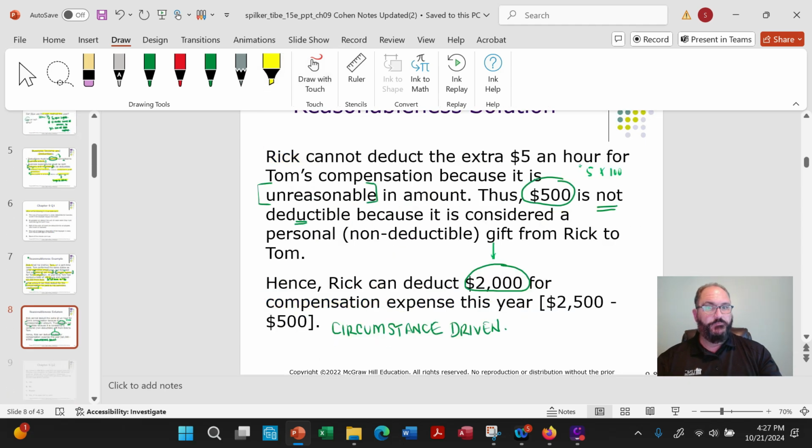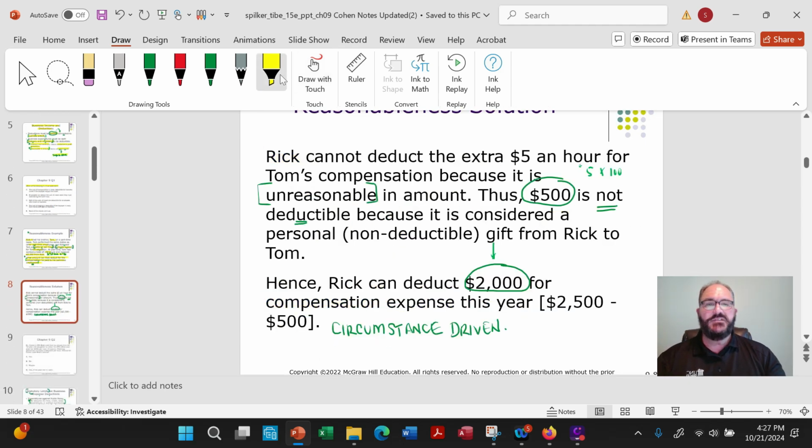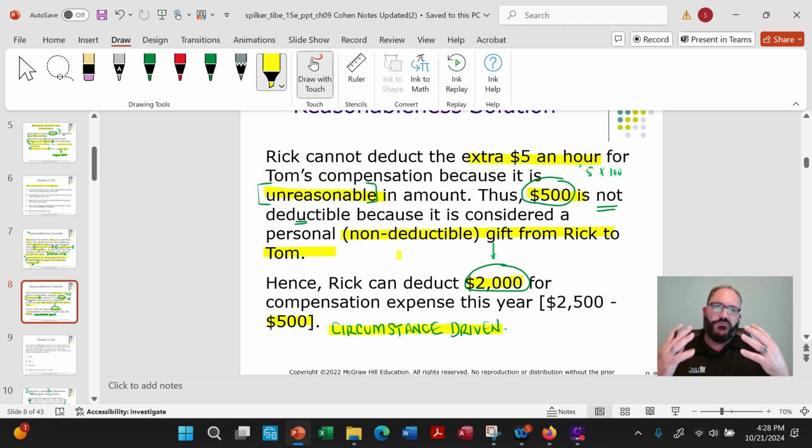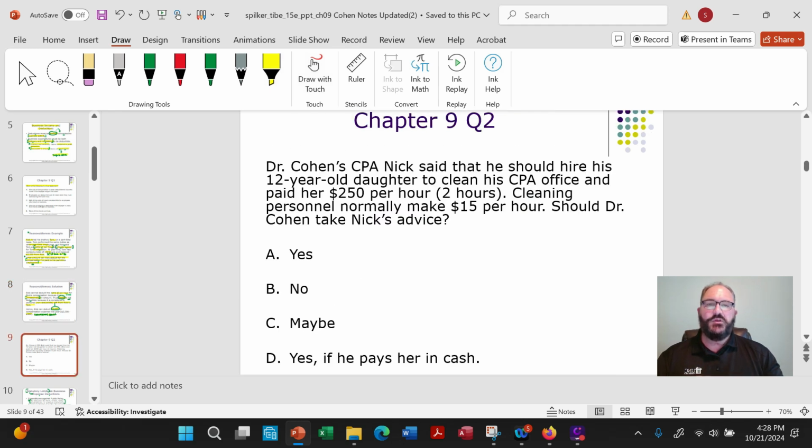Well, what do you think? Here we go. He cannot deduct that extra $5 an hour because it's unreasonable. Now, what is the likelihood of getting him in trouble for this? Probably not that great, but that extra $500 is considered a non-deductible gift to Tom. So he can deduct $2,000, but not the other $500. And again, it's circumstance driven. It depends on what information the IRS has and how tight they would look at this. I don't know. If they were auditing you, conceivably very tight. So here you go, here's question 2.